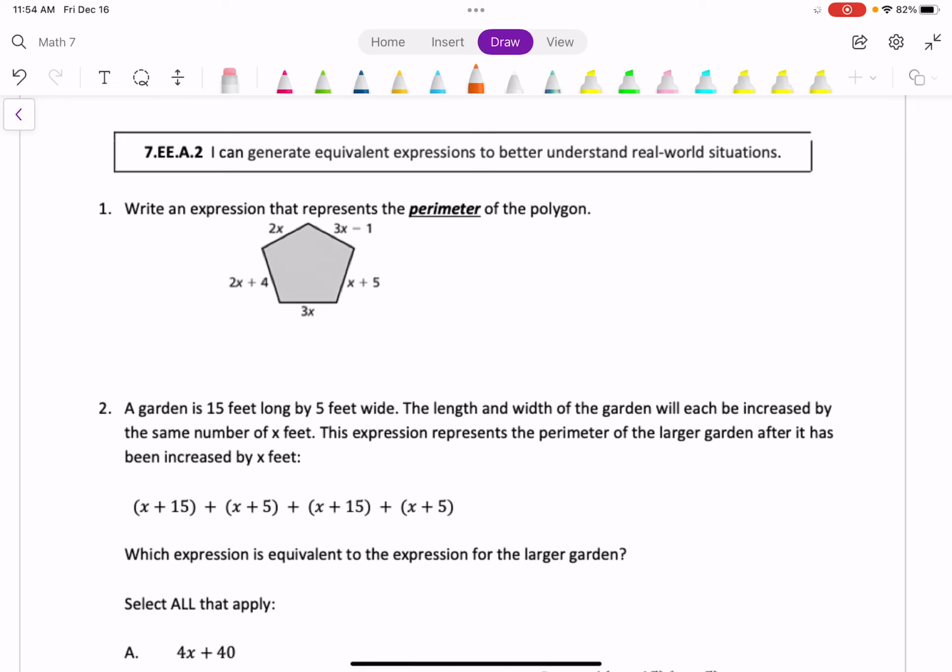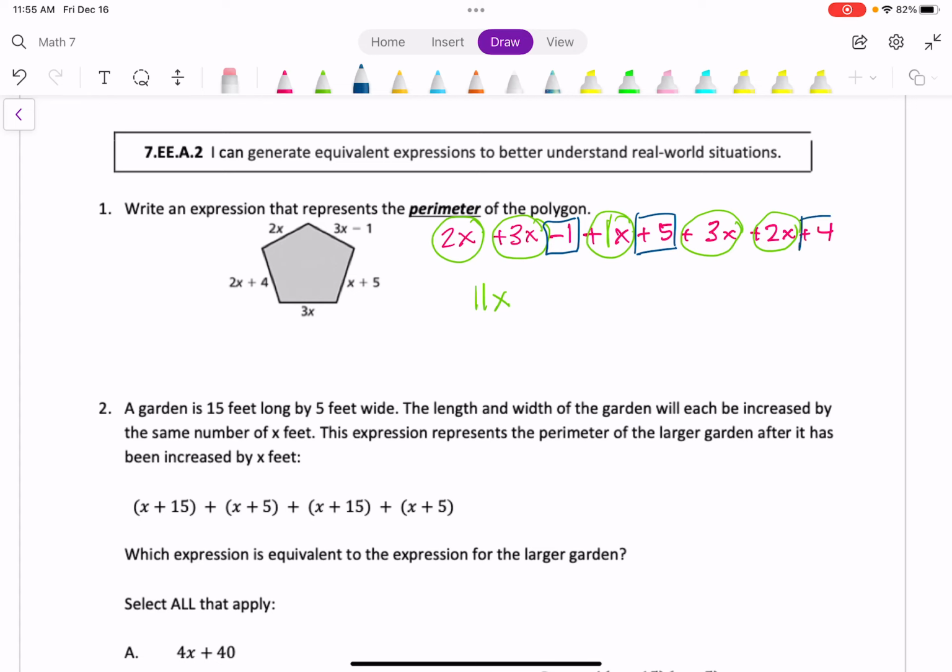The perimeter of the polygon means I'm adding all of these together. 2x plus 3x plus, minus 1 plus x plus 5 plus 3x plus 2x plus 4. So when I combine my like terms, 2 plus 3 gives me 5, plus 1 is 6, plus 3 is 9, plus 2 is 11x. And then negative 1 plus 5 is 4, plus 4 is 8.